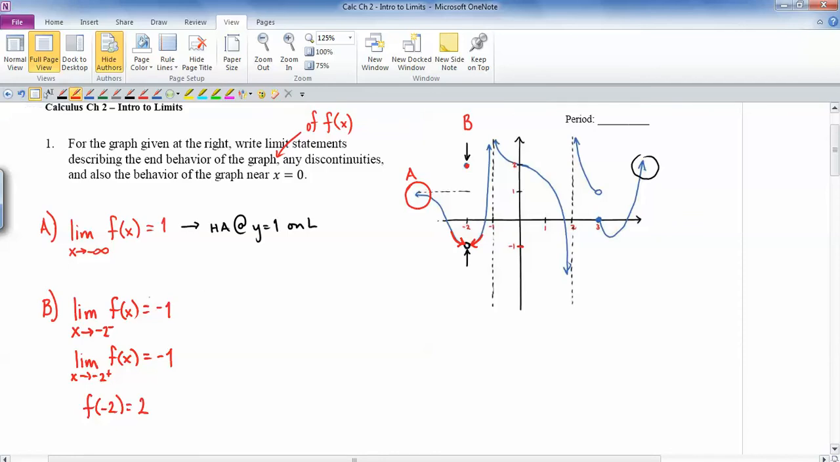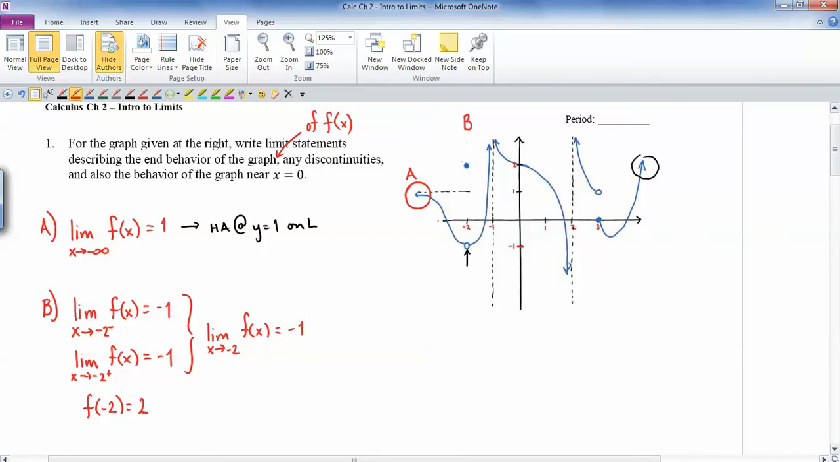So one other thing that you're allowed to do, if the limit on the left side is the same as the limit on the right side of a certain point, then you can condense this into just one statement that says limit as x goes to -2 of f of x equals -1. And when there's no sign there, unless it's an infinity or a negative infinity, that just means both sides. Okay.